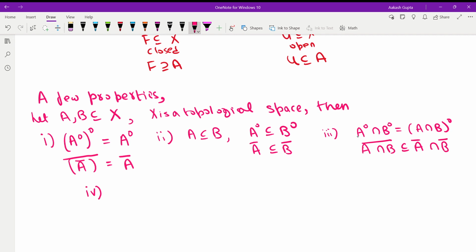Now something with unions. If you talk about this union, the closure of a union is the union of the closures of the individual sets. But this is not true in the case of interior. So in the case of interior, this will hold.